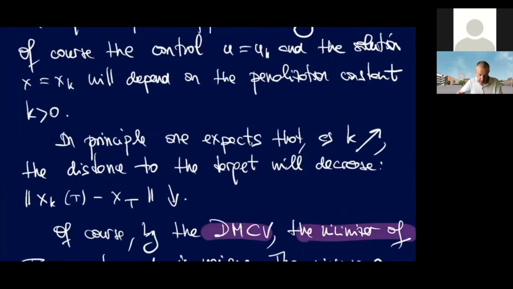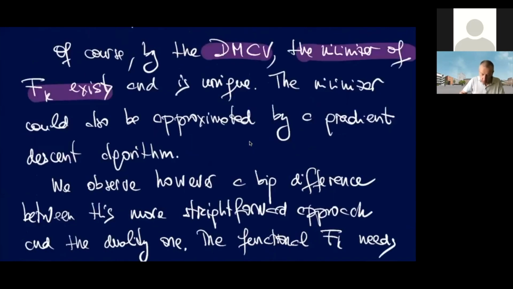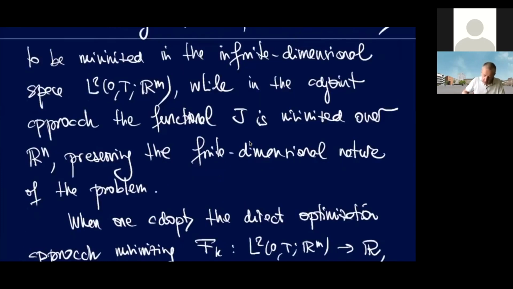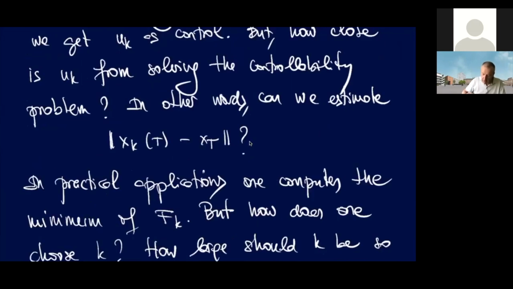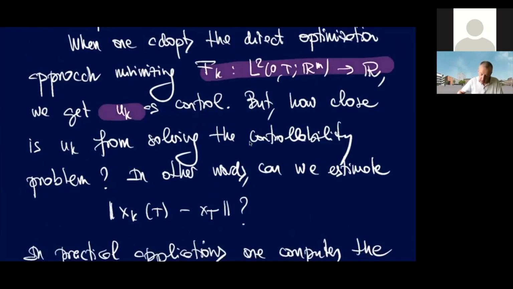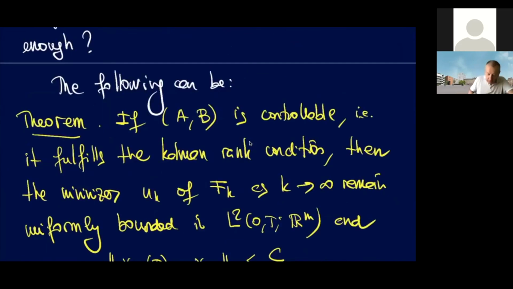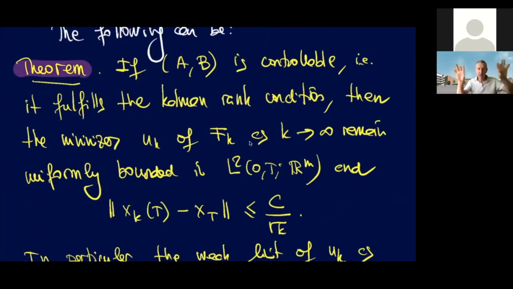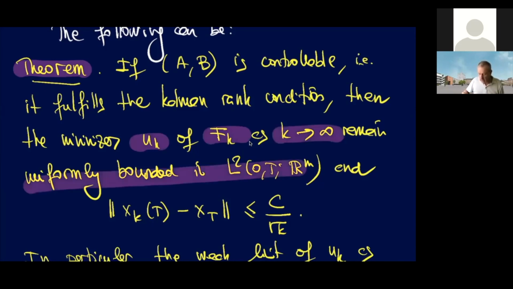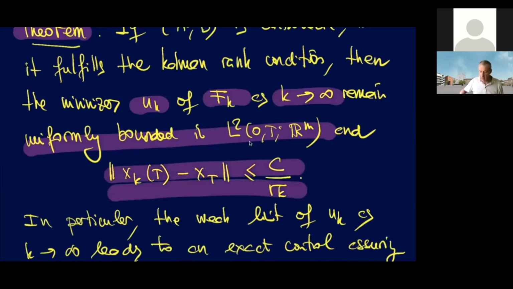And then what will be the expectation of practitioners of this? It will be, well, for every k, I compute the minimizer. This will lead me to a sequence u_k. And then in particular, this will allow me to guarantee that the distance is smaller and smaller. Will this be true? Well, we can state the following theorem. If the system (A,B) is controllable, meaning that (A,B) fulfills the Kalman condition and all this, then this approach is correct, right? When the system is controllable, the approach is correct because then the sequence u_k of minimizers of F_k, as k goes to infinity, remains uniformly bounded in L2, and the corresponding states fulfill this proximity condition.